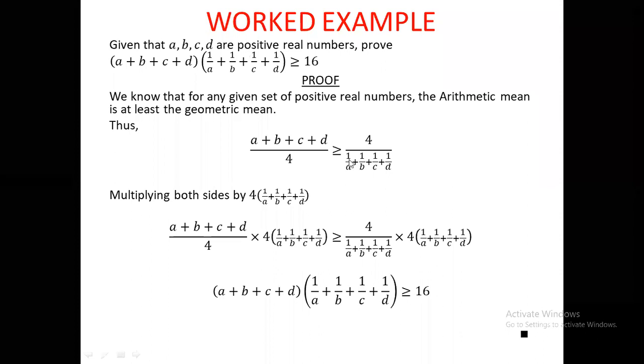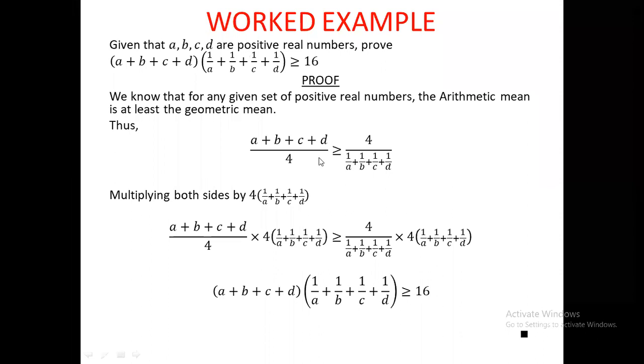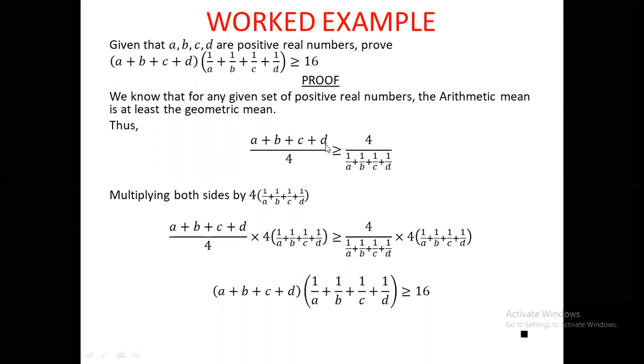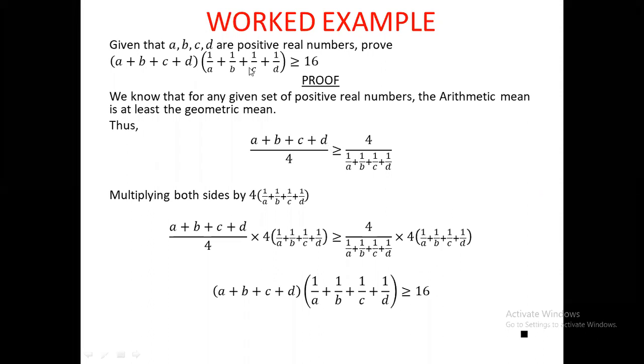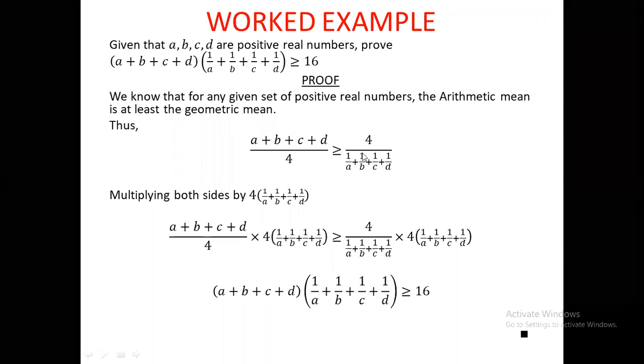So at this point, I observe that this is A plus B plus C plus D, and I need this on the left-hand side for me to have what I'm asked to prove. So I multiply both sides, I clear fractions, okay? I multiply both sides by the product of the denominators. Now we have 4 here, and we have 1 over A plus 1 over B plus 1 over C plus 1 over D. So that's 4 into 1 over A plus 1 over B plus 1 over C plus 1 over D.